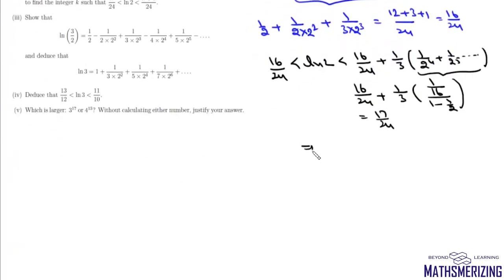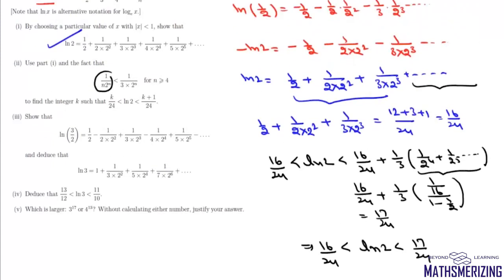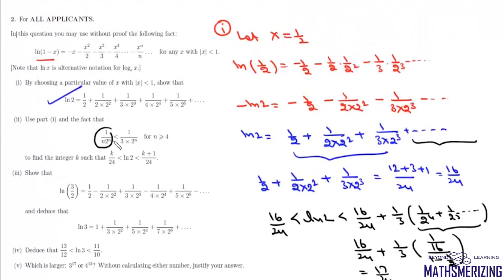So from here we can say the value of log 2 will lie between 16 by 24 and 17 by 24. So basically the value of k is 16. So for the second part, we get k as 16.